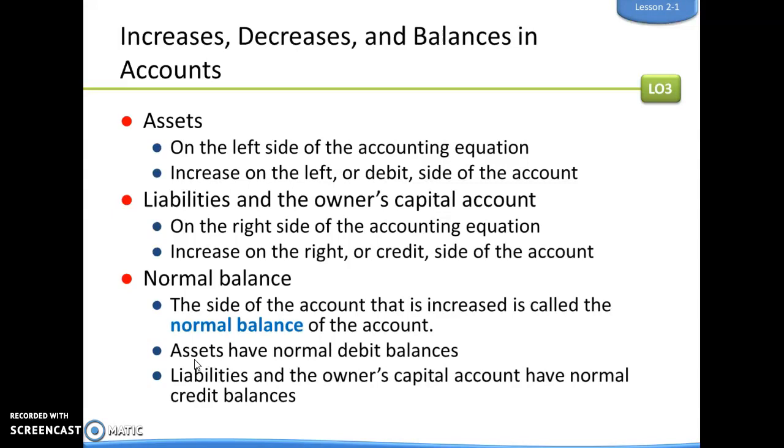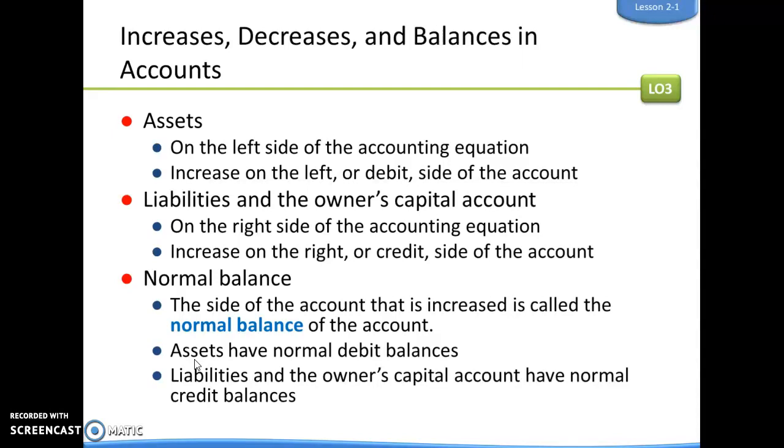Okay, so that's assets. Liabilities and owner's capital account are on the right side of the equation, and they will increase on the right or the credit side of the account. Okay, so we know if we owe someone money in an accounts payable liability account, that money is going to go into the credit side that we owe that money until we pay it off. Okay, so then that will decrease your credit.